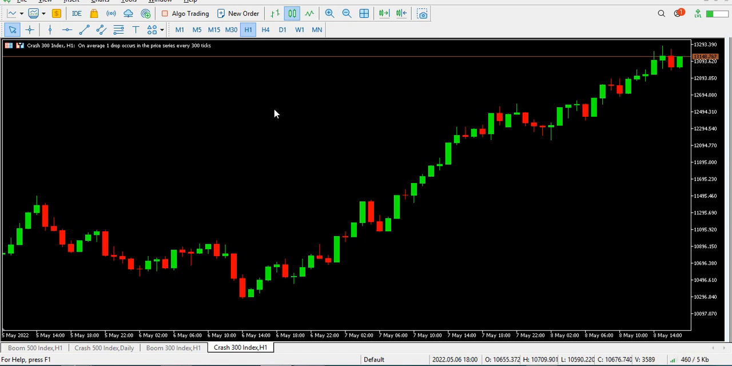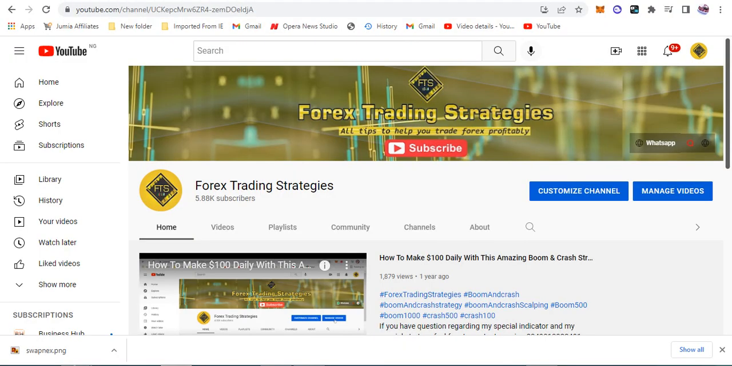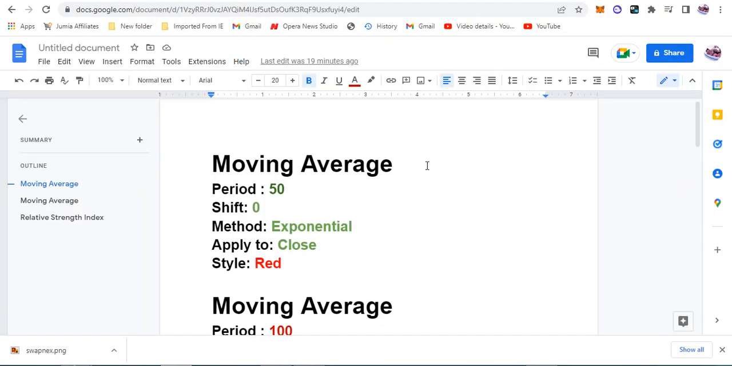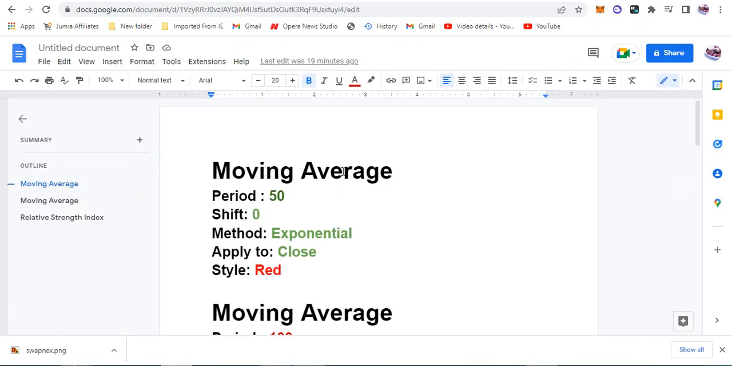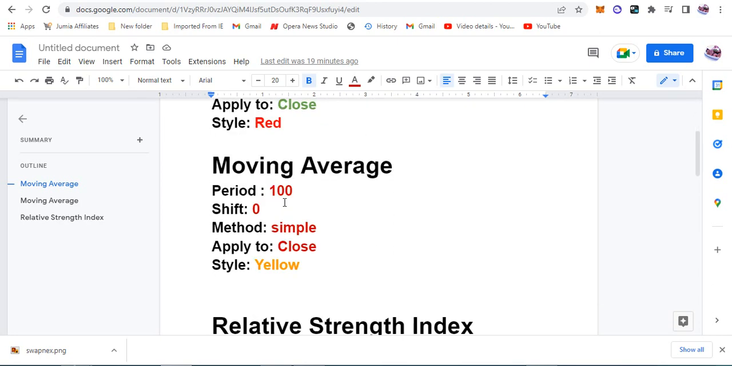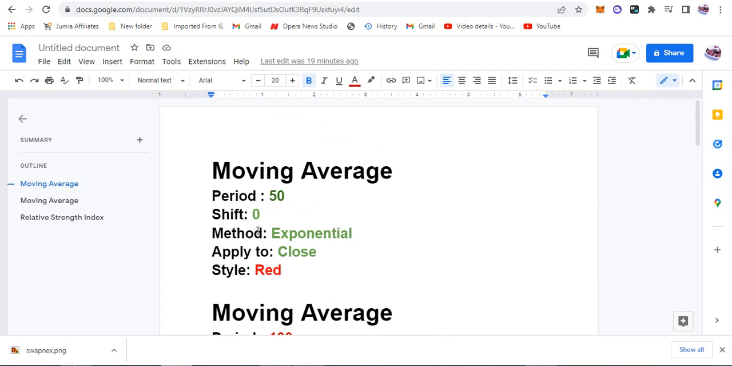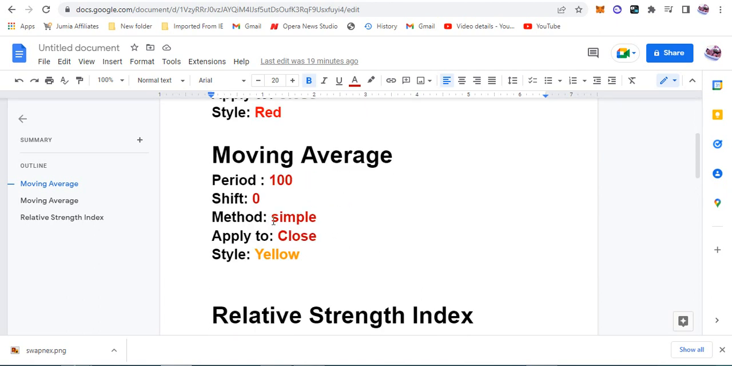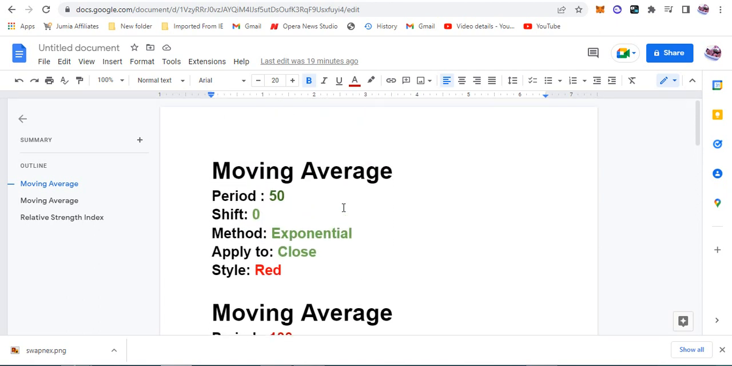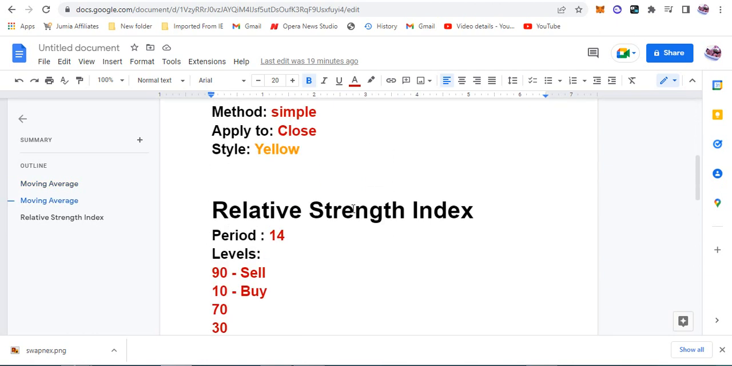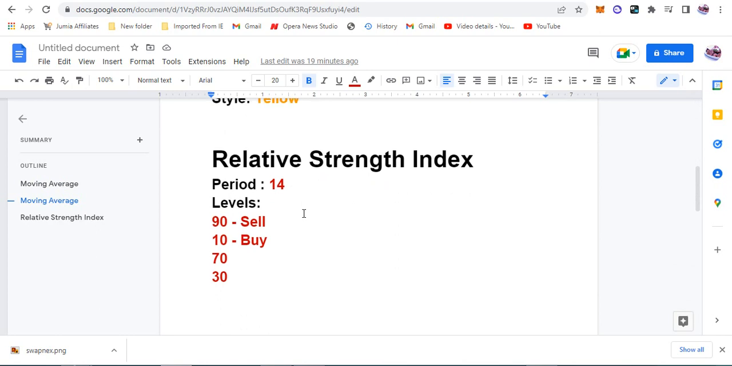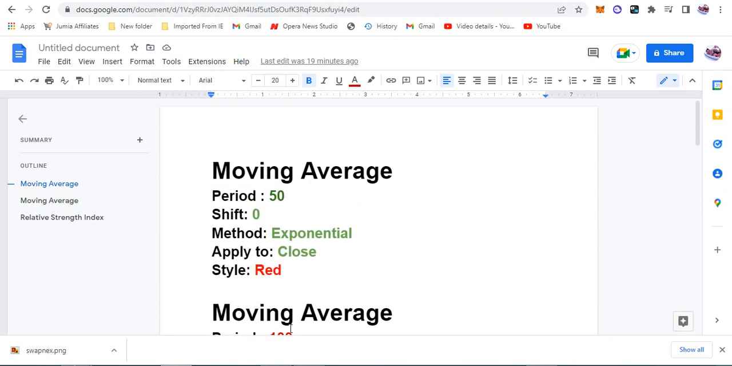We are going to use 3 basic indicators, and I think I have them right here in my notes for us. We'll be using 2 moving averages: moving average 50 and 100. The first one is exponential, the second one is simple. So grab your pen, and while I'm scrolling up and down, you can write this down so you can always remember. Then we'll be using the relative strength index. So we'll go ahead and apply it to our chart.